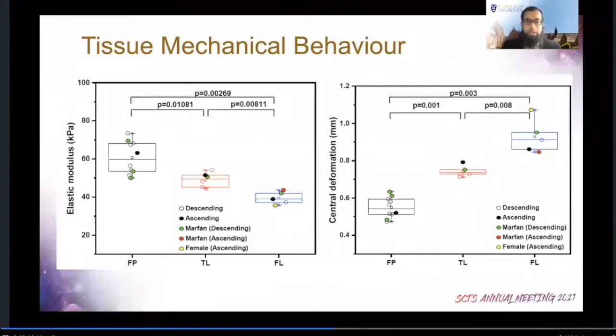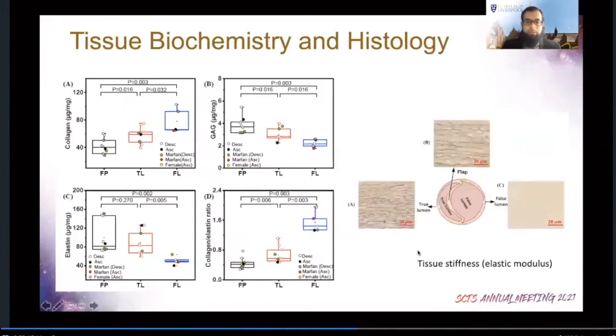So the flap tissue is the one which is stiffest, and the false lumen is the most compliant. And you can see that the Marfan syndrome patients fit within these box and whisker plots, so they do not appear as outliers.